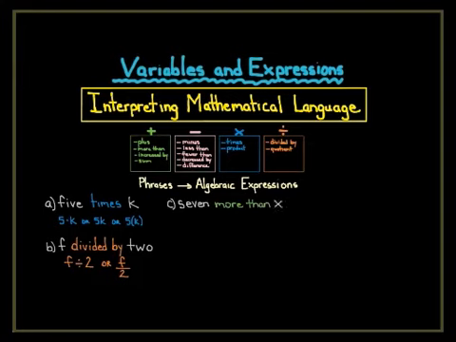This next example is a little trickier. 7 more than x. Well, more than means to add, so you think, oh, 7 plus x. And that would work to get you the right answer, but technically it would not be written the correct way. So think of it this way.